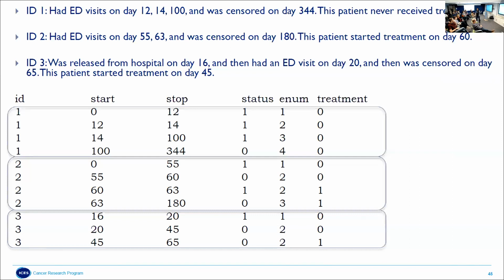So actually, if you notice, their first start time is not at 0. It's actually at day 16, because now that's when they're at risk for ED visits. So their intervals are 16 to 20, because at 20 they had an ED visit, 20 to 45 because that's when they had a treatment change, and then 45 to 65 because that's when they were censored.